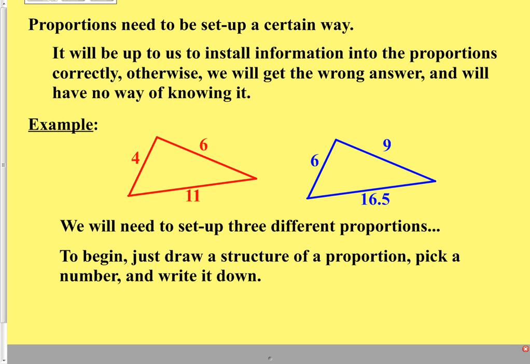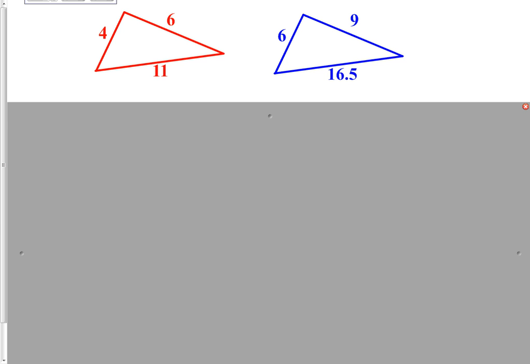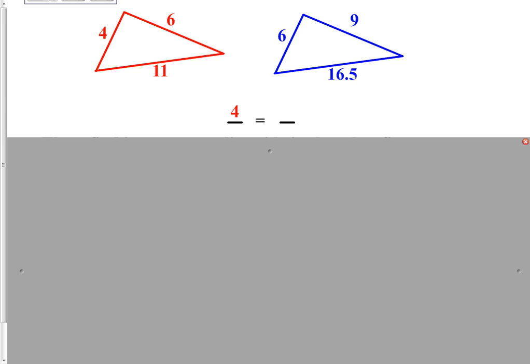Now my basic strategy is this: draw a structure of a proportion, pick a side, and write it down. However, I'm going to give you a little bit more strategy here right now. Okay, here are the 2 triangles. So we're going to basically build a structure of a proportion. Now, I said we're going to pick just any side from any triangle that we want. But I'm going to offer you a strategy.